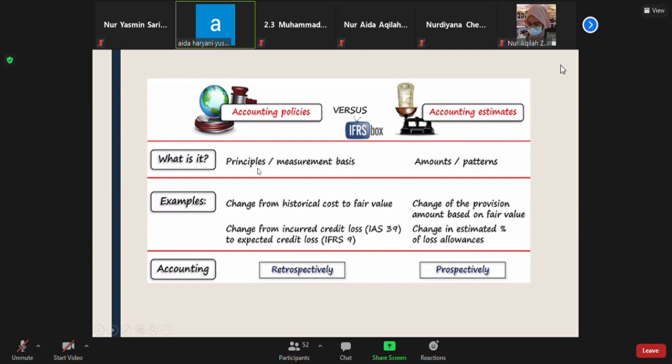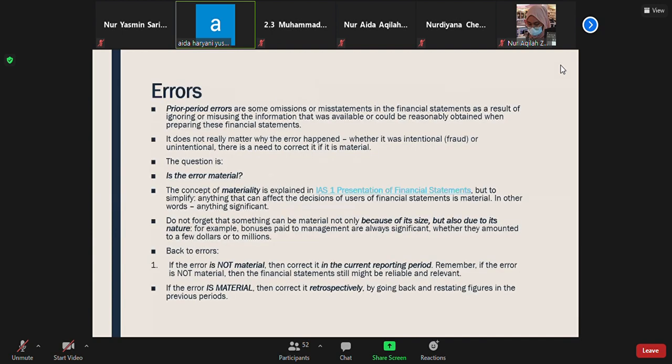So these are the things. What is it for accounting policy? It is principles or measurement basis. But for the accounting estimate, it is the amounts or the patterns. So, for example, a change from historical cost to fair value. You all have not learned this, but this is the incurred credit loss and so on. Or changes of the provision amount based on fair value, and changes in the estimated percentage of loss allowance. So when there is a change in accounting policies, you have to use retrospectively, meaning you have to go back to the previous period. But when there is a change in the accounting estimates, you will use prospectively. Okay, so that finishes accounting estimates and accounting policy.